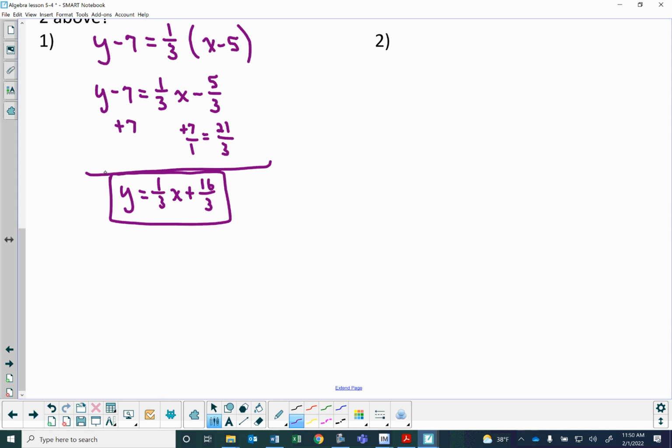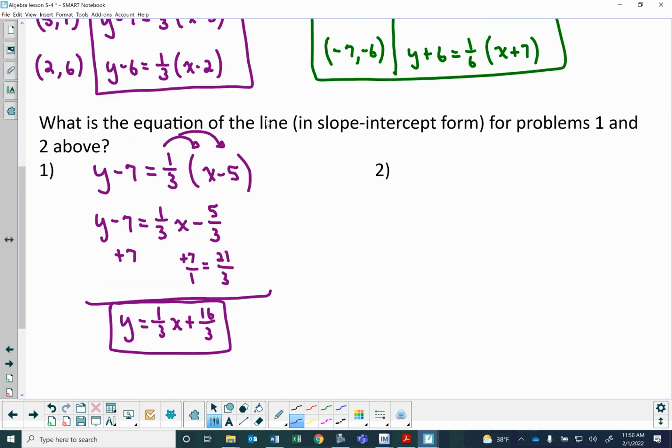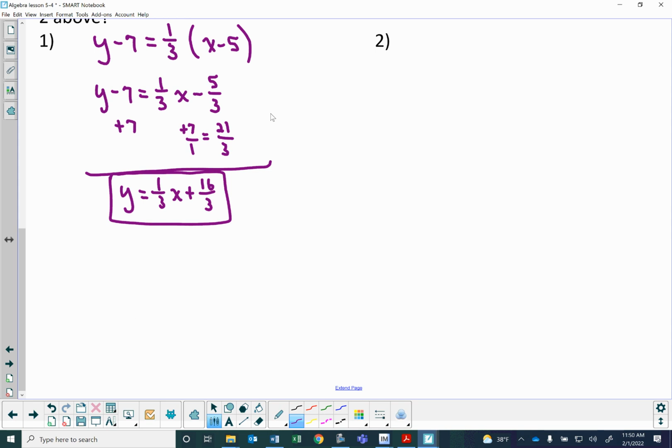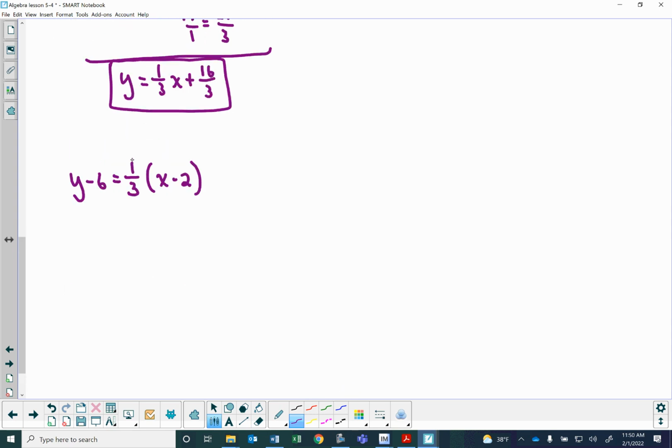Okay, now let's look at this for a second. You're like, well, what if I used the second equation? What if I didn't use the y minus 7 equation? I used the y minus 6 equation. Okay, so let's take a look at that one. We're going to do that same exact problem. So if I use the equation y minus 6 equals 1/3, parentheses, x minus 2, I'm going to do the same thing I did with the y minus 7. I'm going to solve for y, so I need to distribute this 1/3. So I'll get y minus 6 equals 1/3 x minus 2/3, because 1/3 times -2 is -2/3.